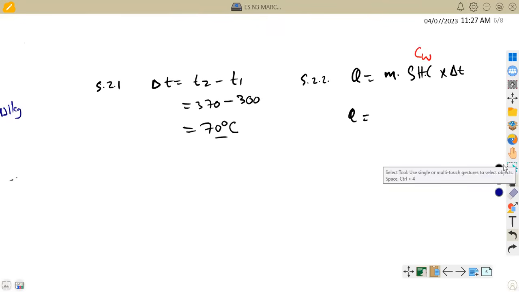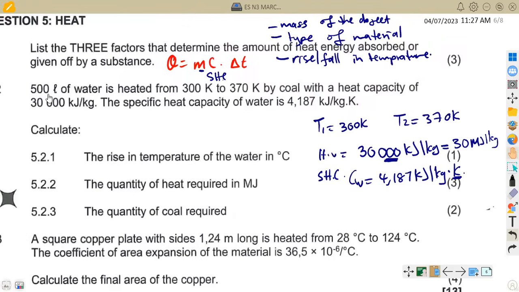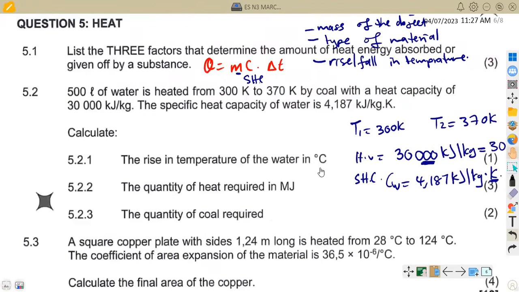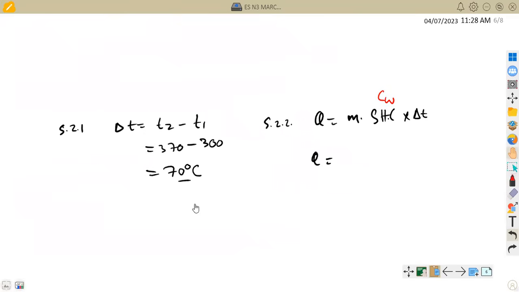On our information here, we are given not the mass, but the volume. 500 liters of water, which means we are given volume. So from this volume, how can we end up with the mass? How can we relate liters with mass? What we must know is that a kg is equivalent to 1 liter. So if it is 500 liters, it's 500 kgs. So our mass is 500 kgs.